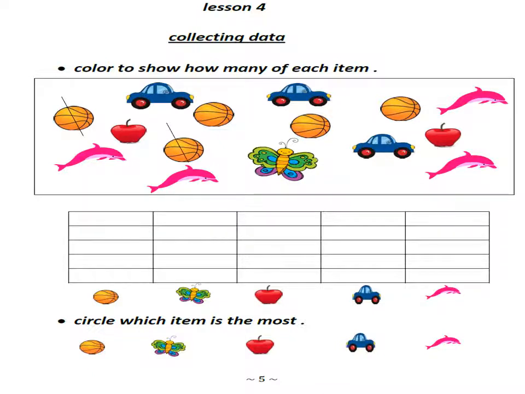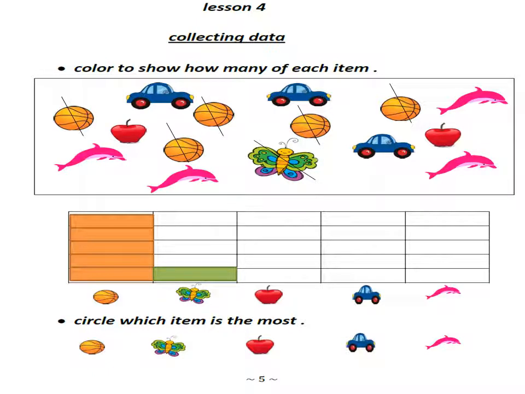1, 2, 3, 4, 5. So I will color the poles from down to up, 5 squares, okay? 1, 2, 3, 4, 5, okay? The second shape here, he gave me butterfly. How many butterflies do I have here? I have only 1 butterfly, so I will shade only 1 square, okay?